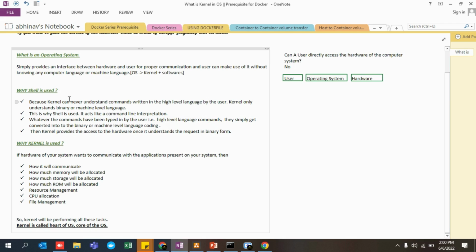So why is the shell being used? Since the kernel cannot understand commands written in high level language, and only understands binary or machine level language, the shell basically acts like a command line interpreter. So whatever we type in, all our high level language commands, will get converted into binary form, and that machine level language is easily understandable by the kernel, right? And once the kernel understands what the user has typed, the kernel will provide access to the hardware once it understands the request in the binary form, right?